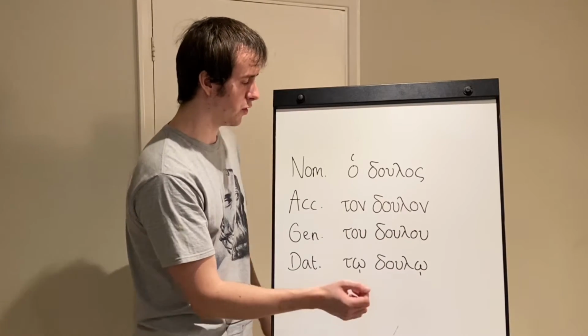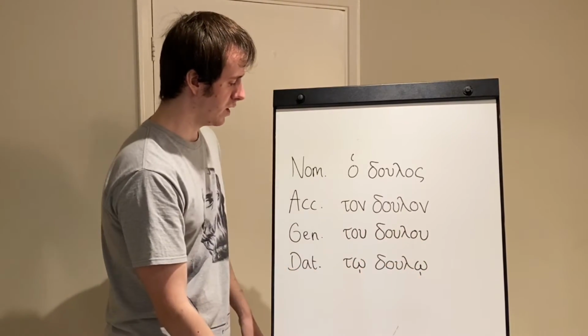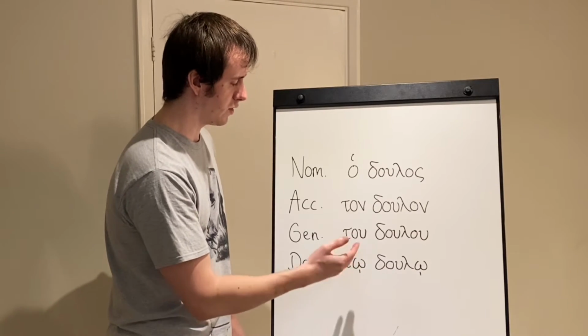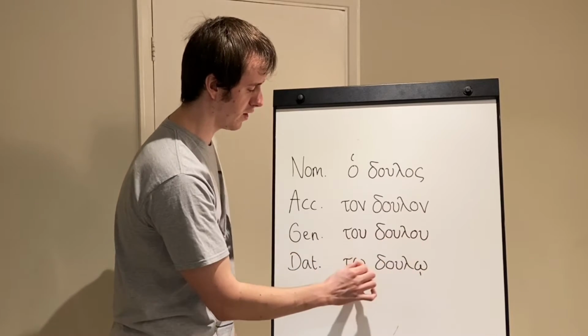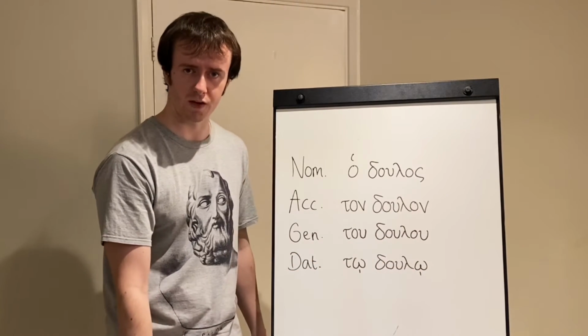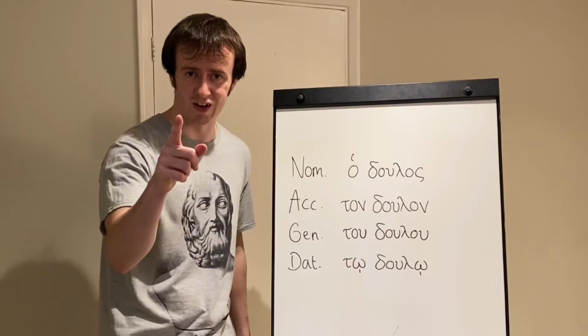Even if you're unsure of the noun's case from its ending, you know from the definite article that tu doulou means of the slave. You know that this noun must be in the genitive because of the genitive form of the definite article being used. The definite article is a key.